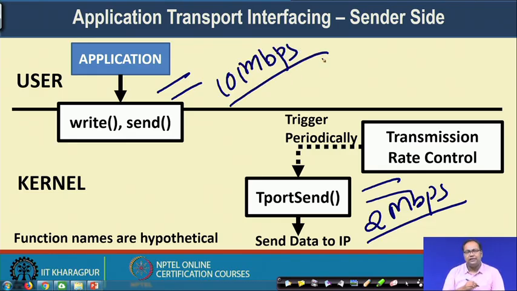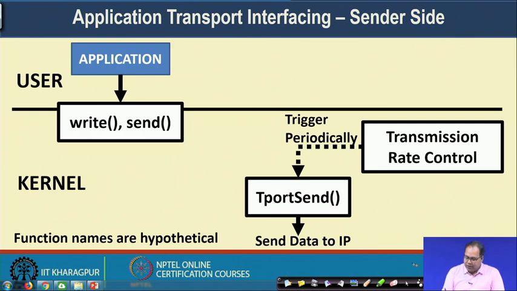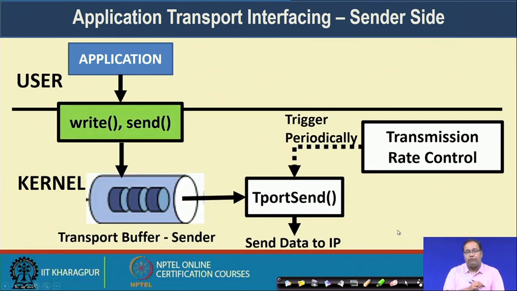Now, if the application generates data at a rate of 10 Mbps and the transmission rate control sends at a rate of 2 Mbps, obviously you need an intermediate buffer which will store that data. At whatever rate the application is generating the data, sometimes it may be higher than the rate at which this transmission rate control module works. So the application writes the data in the buffer, and then this tport send function picks up the data from the buffer based on the rate provided by the transmission rate control module, and the data is sent to the next layer of the protocol stack.